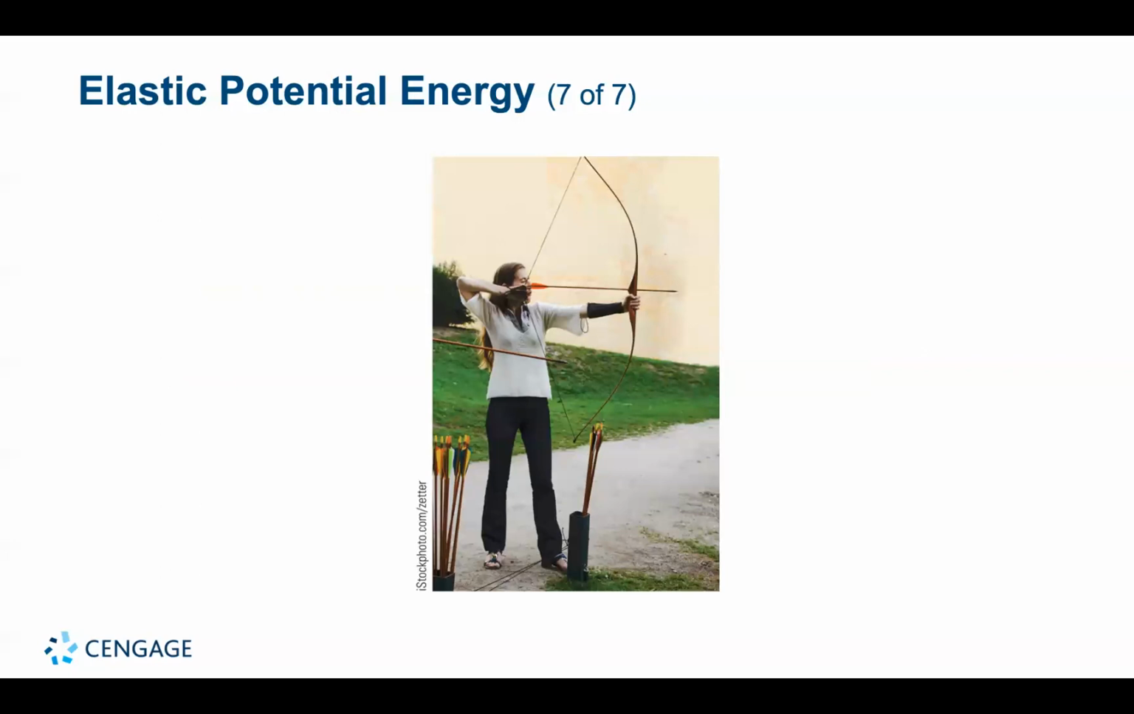So here we're seeing elastic potential energy that is stored in this drawn bow. We have a photo of an archer, and when she pulls back on the bowstring, elastic potential energy is stored in both the bent bow and the stretched bowstring. When the archer releases the arrow, the potential energy stored in the system is transformed into kinetic energy of the arrow. Crossbows and slingshots work in the same way.